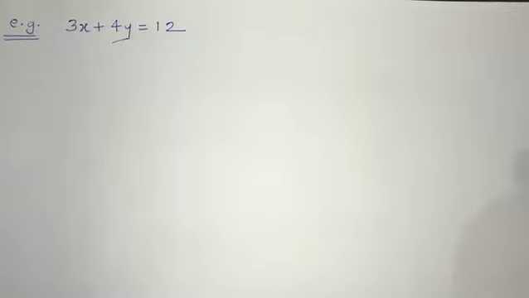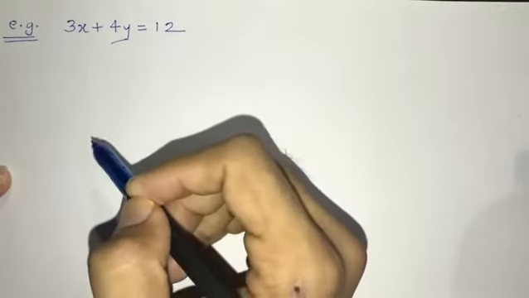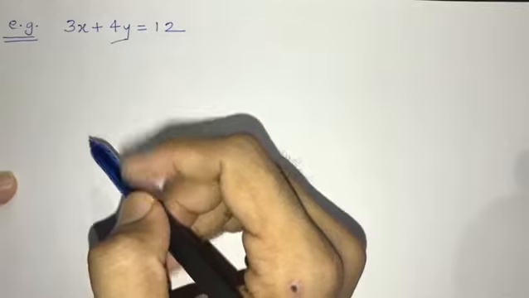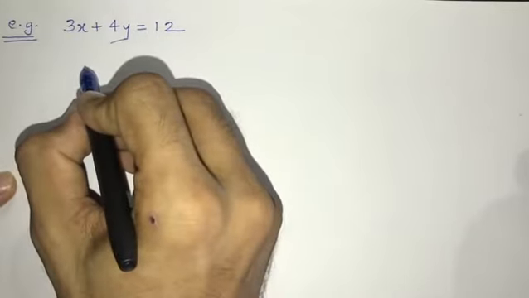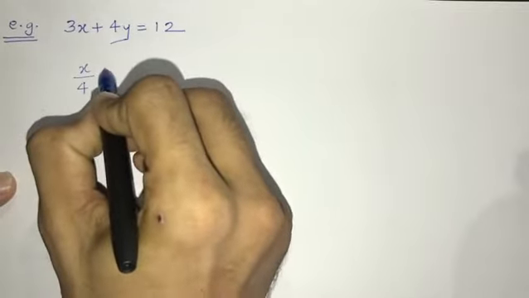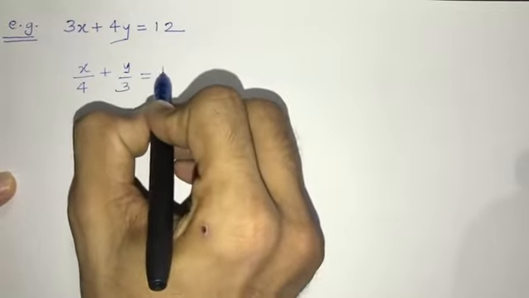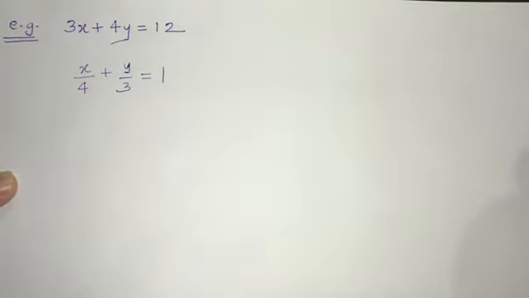To do the next question, what we first need is the x-intercept and the y-intercept. So 3x plus 4y equal to 12. When you write it in the double intercept form, you will have x by 4 plus y by 3 equal to 1. We get this when we divide by 12.